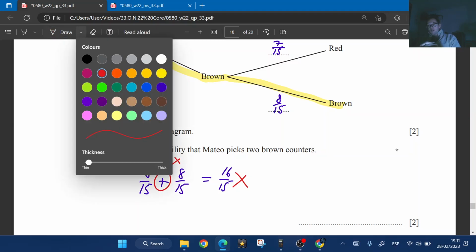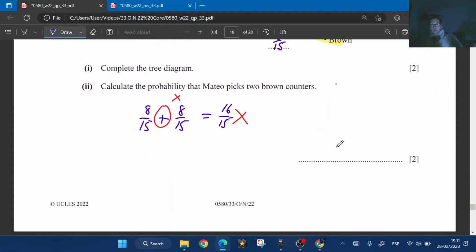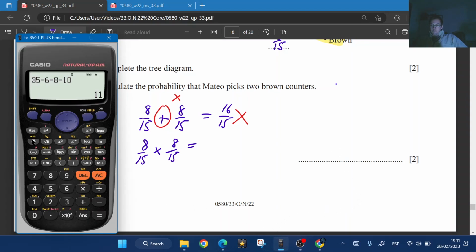What we do need to do, which will make more sense when you move along a tree diagram, is multiply. So let's do that on the calculator: 8 over 15 times 8 over 15. And that's the answer. Is that the simplest form?